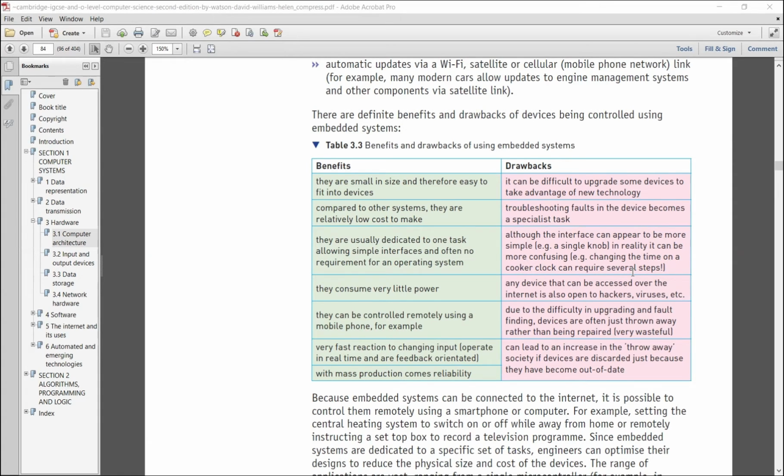These are some simple drawbacks. Any device that can be accessed over the internet is also open to hackers. This is what you can see. Anything that is available on the internet is definitely susceptible to some sort of cyber attack.